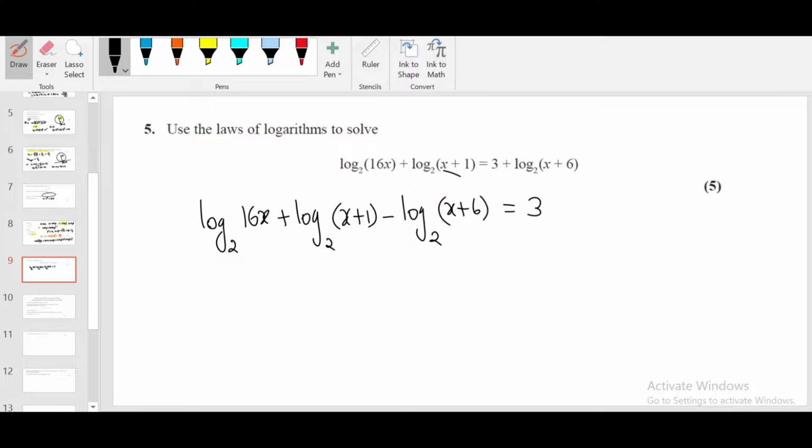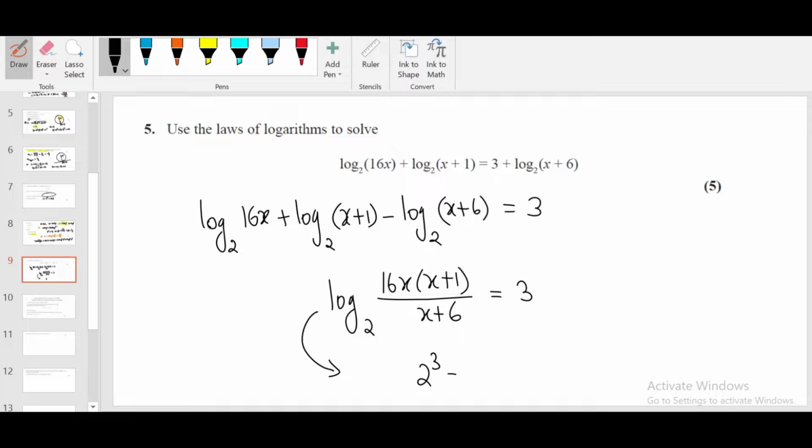Step number 2, combine them to a single logarithm using laws of logarithm. So first do the addition, so you can multiply 16x times (x+1). The third one is subtraction, you can divide, is equal to 3. This is step number 2. Step 3, rewrite using power without the logarithm. So you can write it as 2³ is 16x times (x+1) divided by (x+6).